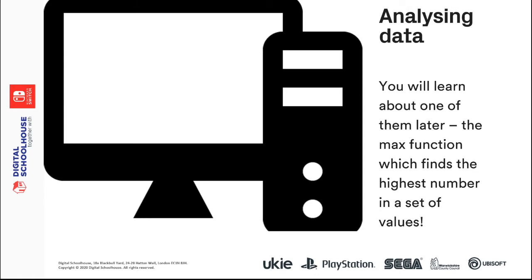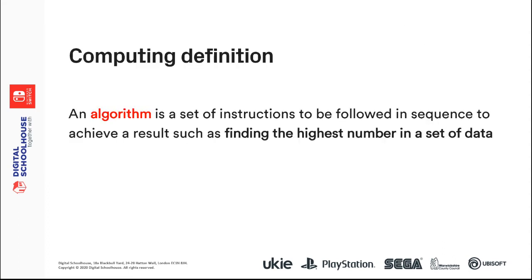So we're going to learn about one particular algorithm a bit later. We're going to learn about the max function, which finds the highest number in a set of values. So we're going to be having a look at how we can use that to find out information. So just to recap that computing definition, an algorithm is a set of instructions to be followed in sequence to achieve a result, and in this case we're going to be finding the highest number in a set of data.